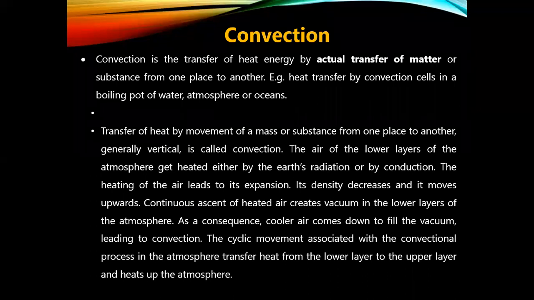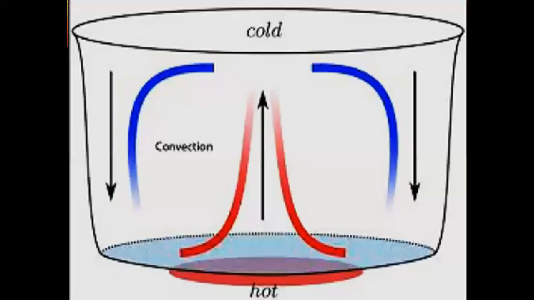The third process of heat energy transfer is convection. Convection is the transfer of heat energy by actual transfer of matter or substance from one place to another. For example, heat transfer by convection cells in a boiling pot of water, atmosphere, and oceans. Transfer of heat by movement of a mass or substance from one place to another, generally vertical, is called convection.